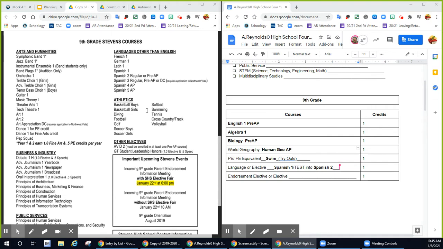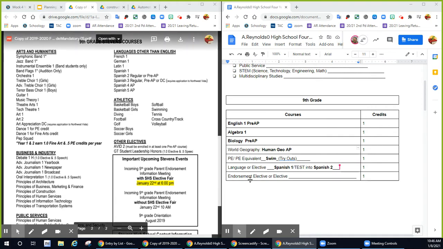So I think that's right. I'll sign up for Spanish 1, but try and test into Spanish 2. Yes. So, if you don't feel like you know anything about that language, don't try testing into it.